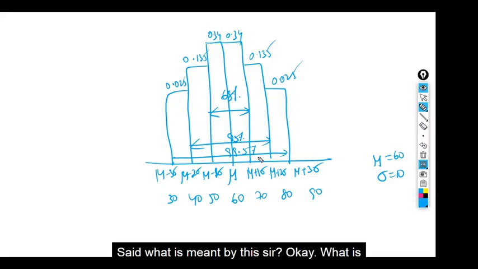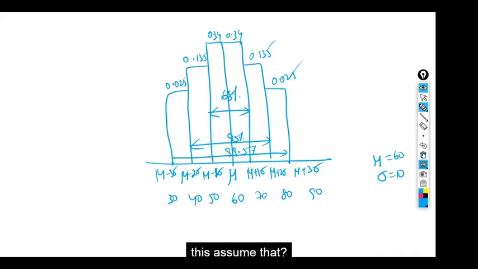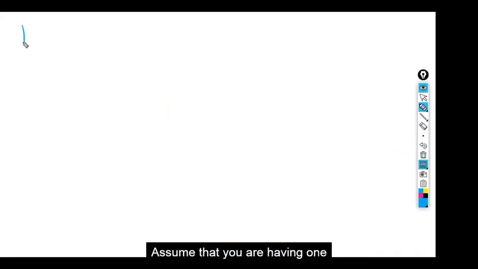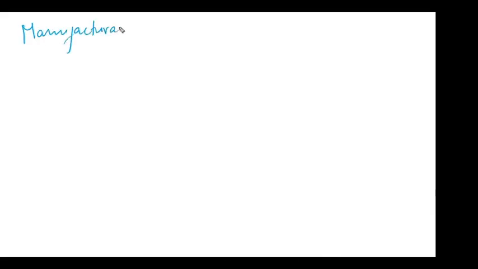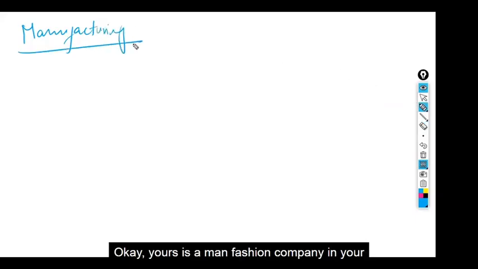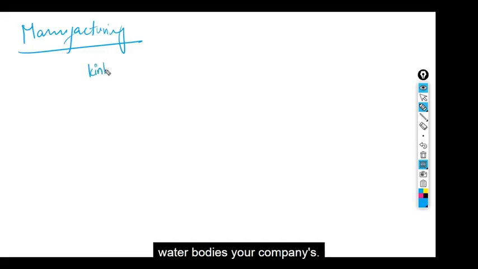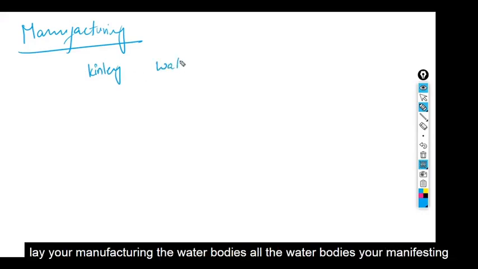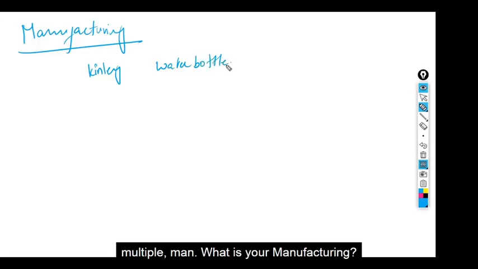Sir, what is meant by this? Okay, assume that you are having a manufacturing company. In your manufacturing company, you are manufacturing Kinley water bottles. Assume your own company is Kinley, and inside this Kinley, you are manufacturing the water bottles. Multiple bottles you are manufacturing.